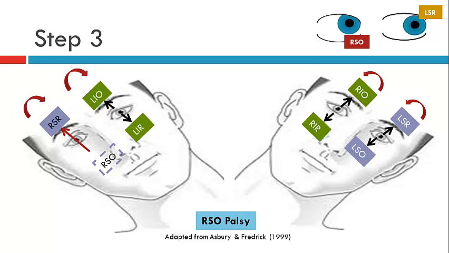Now, just to reiterate, why did we see an increase in height on this tilt? This is because the right superior rectus is now unopposed by the palsied right superior oblique and will elevate the eye, and we'll see an increase in height when the patient tilts to the right.